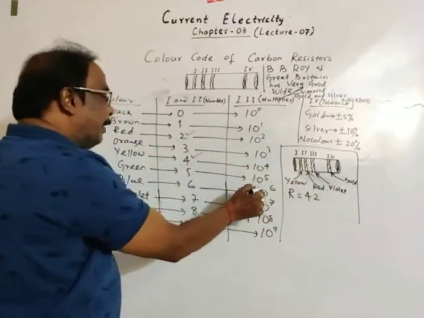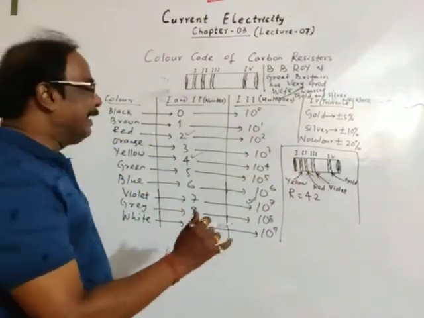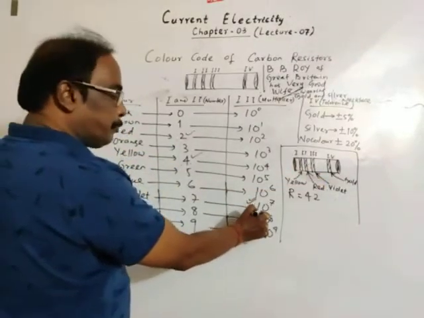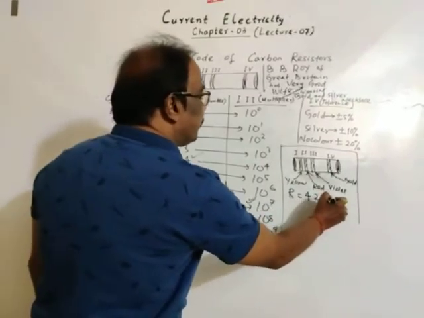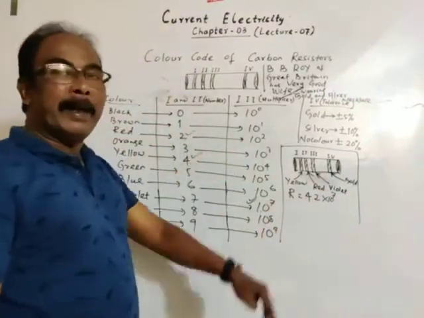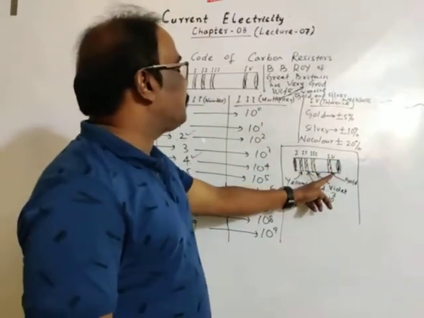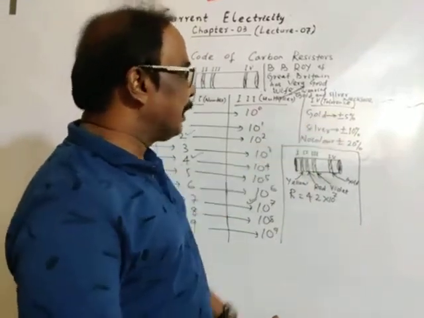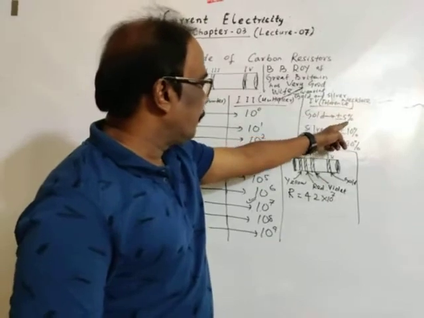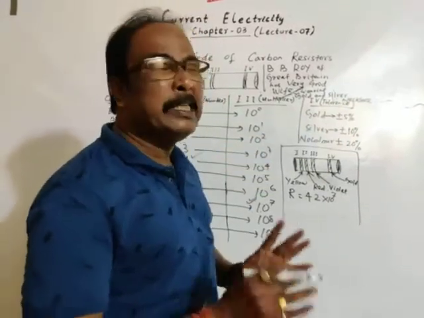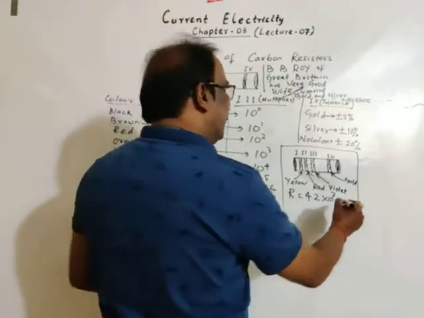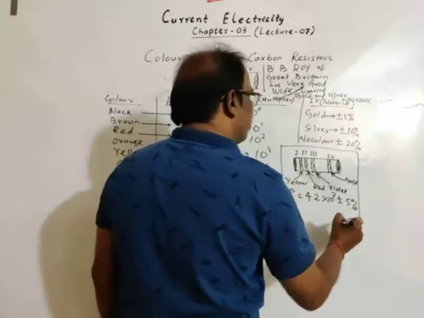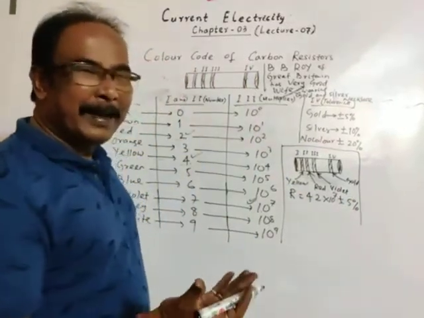Third band is violet, and it gives the multiplier. For violet, the value is 10 to the power 7. We have completed three bands. Then the fourth band is gold, which gives us tolerance, meaning percentage accuracy. So you may write plus or minus, for gold it's 5%. Very easy to get the resistance.